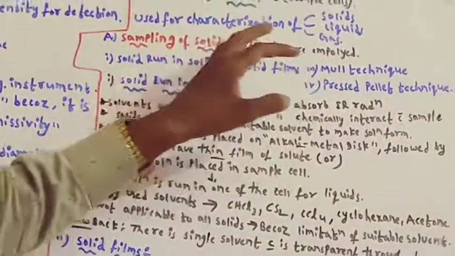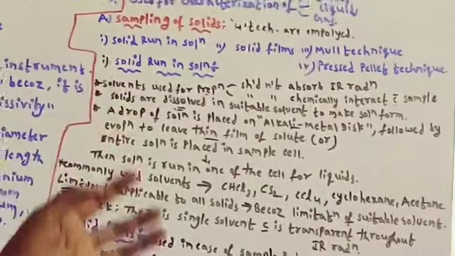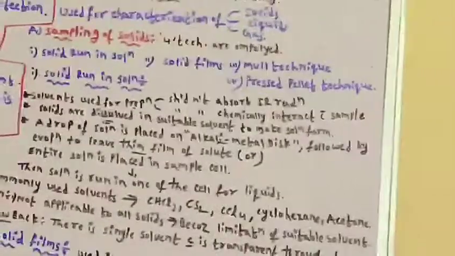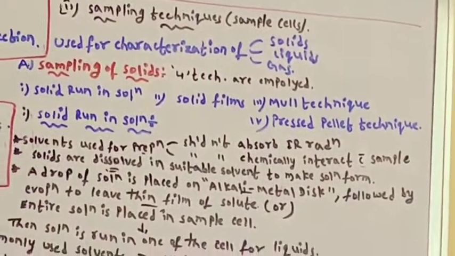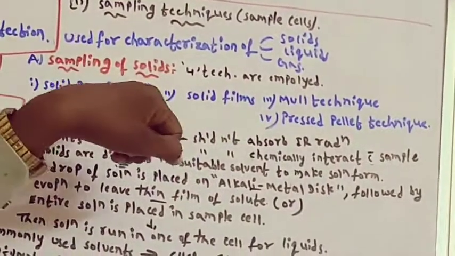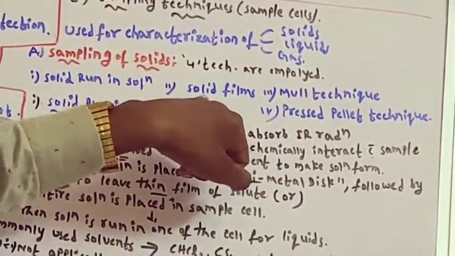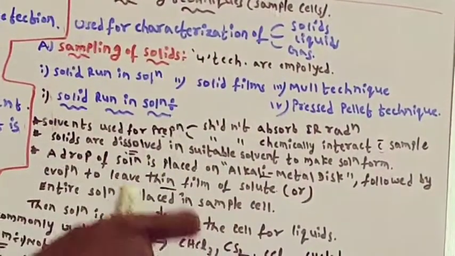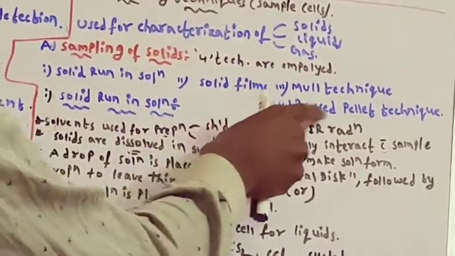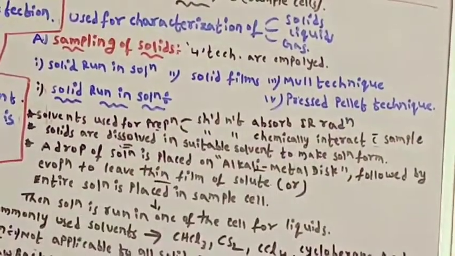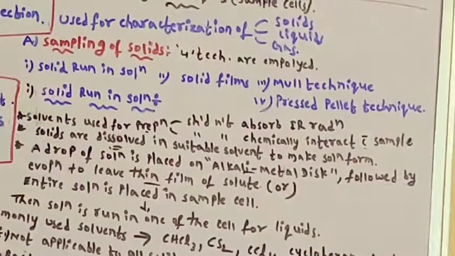If you see the names, in all these techniques the solid sample is not used directly for analysis. Instead of using it directly, we convert the sample into another form. In one, solids are analyzed in the form of a solution; in another, in the form of films; in the mull technique, in paste form, since a mull is nothing but a paste; and the pressed pellet technique, as the name itself indicates, is pellet form. Solids are analyzed in different forms, and based on that we give the names. Let's see one by one.